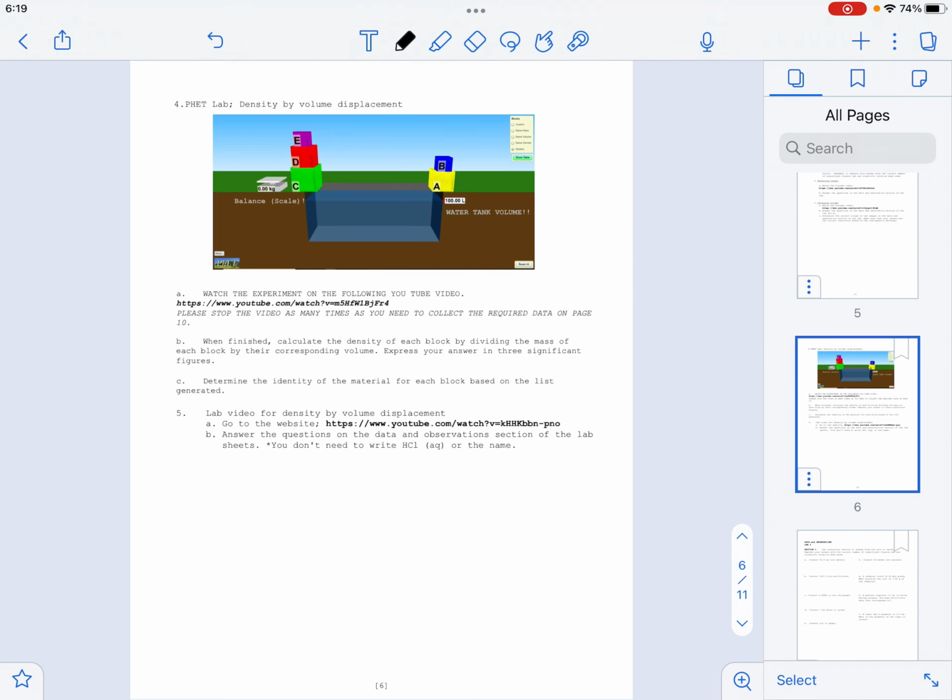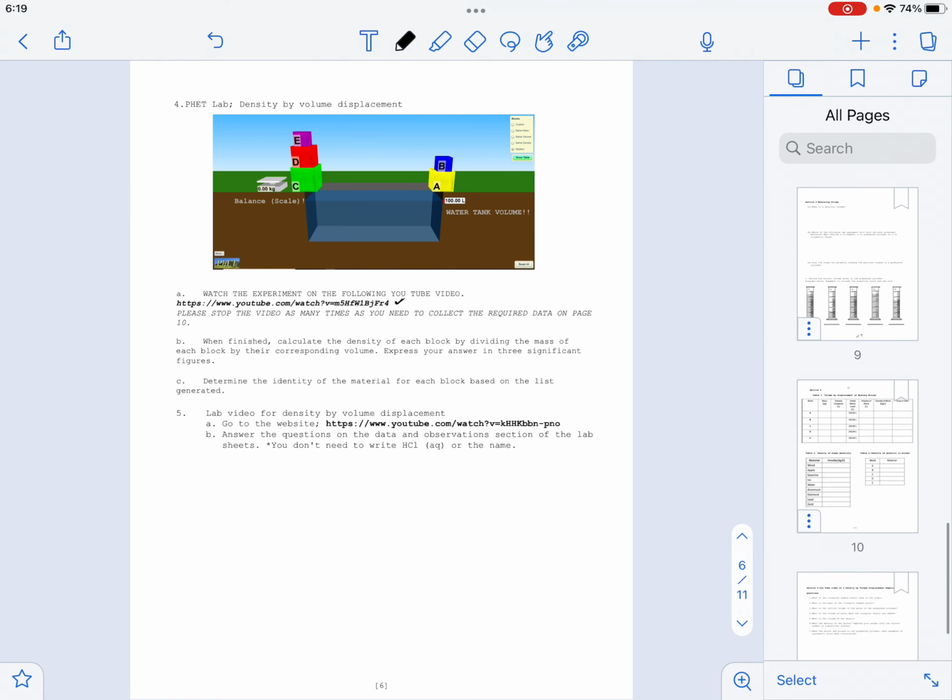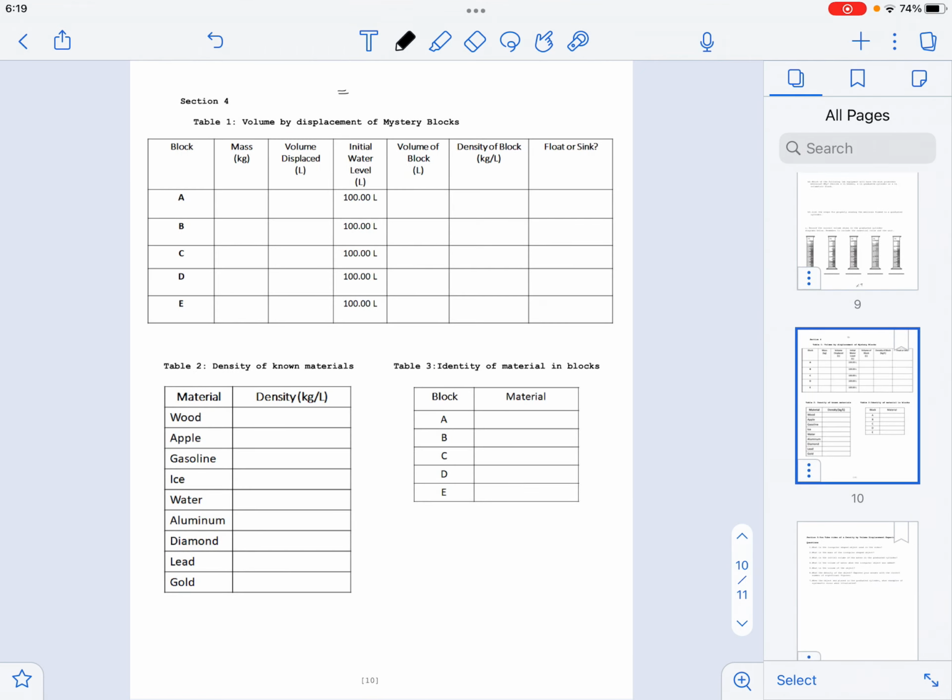On part 4, you need to do a density by volume displacement. Now, in order to do this, please watch this YouTube video because there have been problems in the past with the PhET simulation for this. So it is easier that you watch this YouTube video. There is somebody performing the experiment, and all you have to do is collect the data, and there are some calculations that you have to do. The data that you're going to gather from there is going to be on page 10.